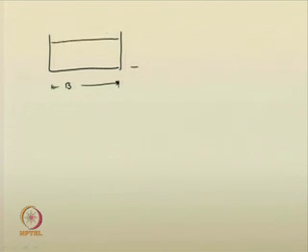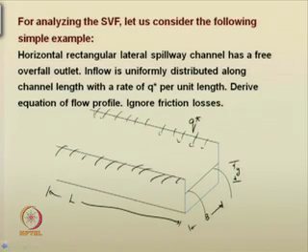So, again the cross section, we have our rectangular channel, B is the width, y is the depth of flow. So, B and T both are the same for the rectangular channel. Now, read the question carefully. What are the assumptions or what are the things given here? There is an assumption that you can ignore friction losses.